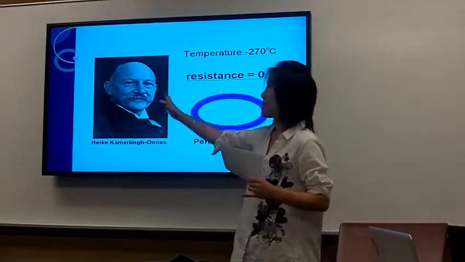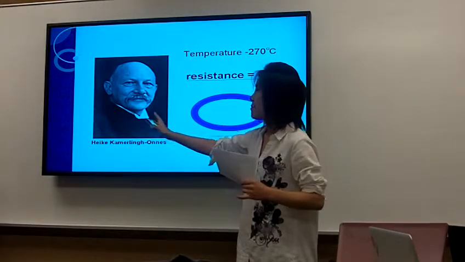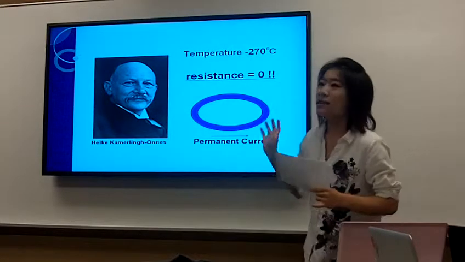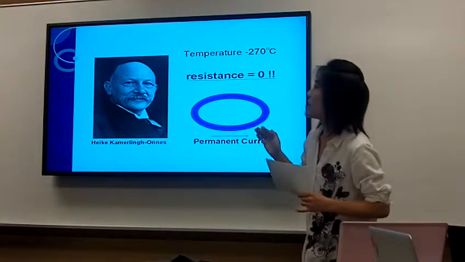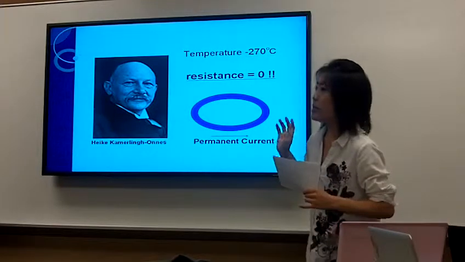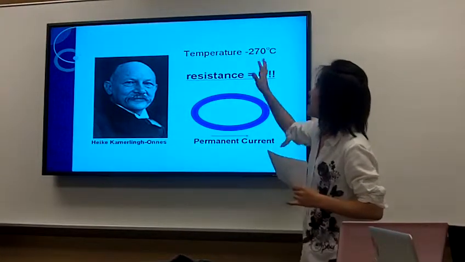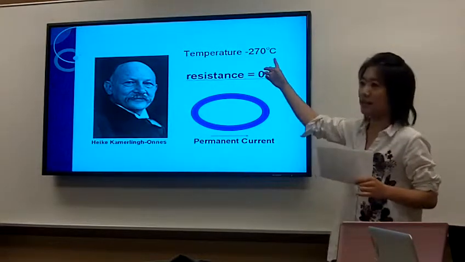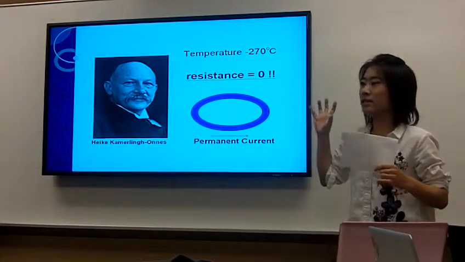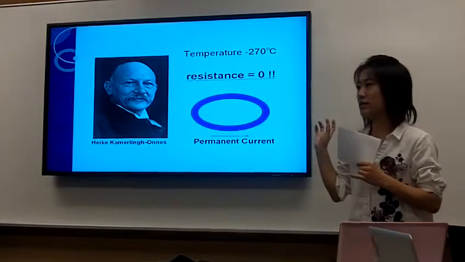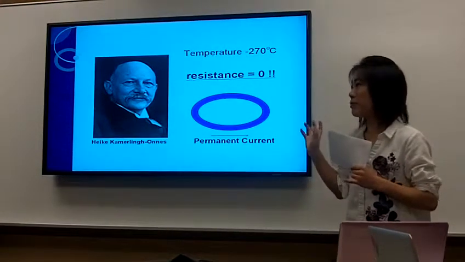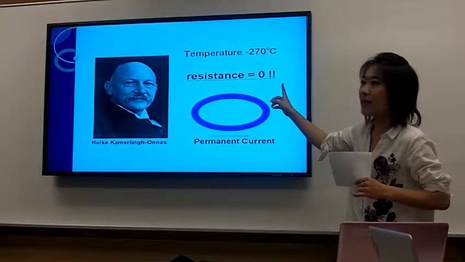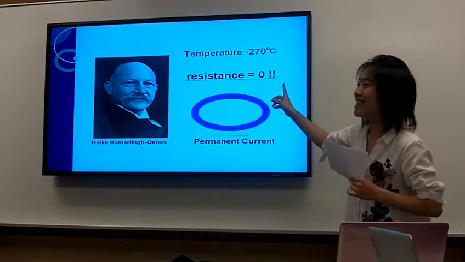Superconductivity was discovered by this scientist. He's from Austria. In 1911, when he found superconductivity, he found it by mistake actually. He found that at very low temperature, the resistance of Hg, which is mercury, a kind of metal, just becomes zero. So what does it mean?